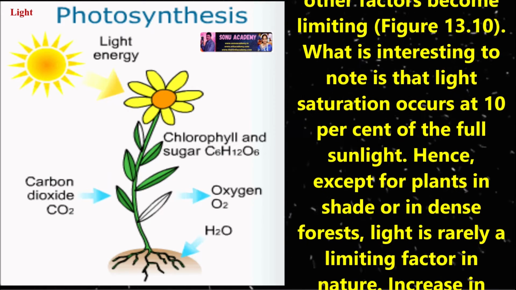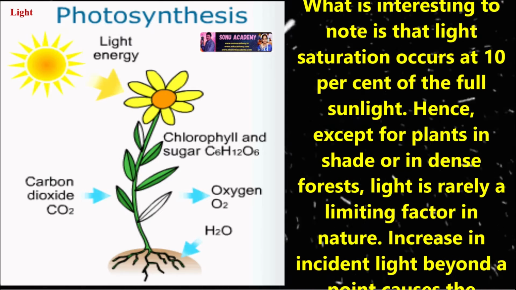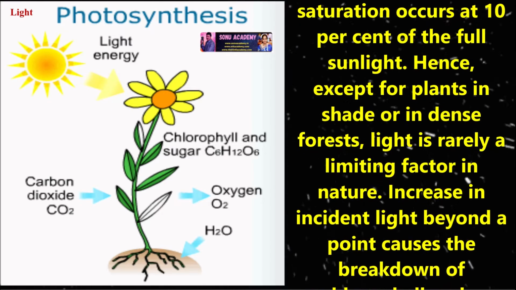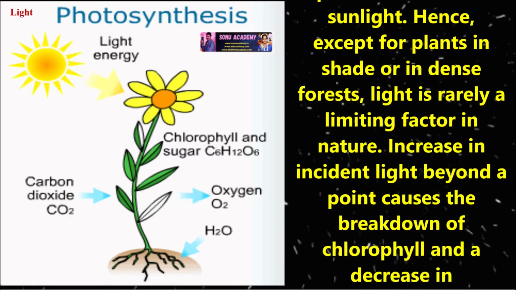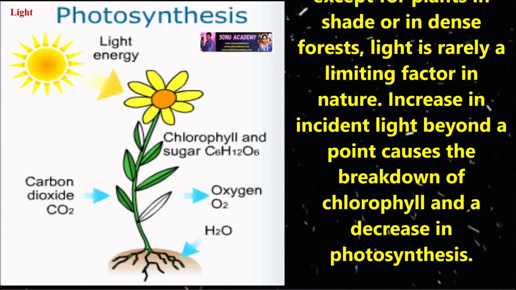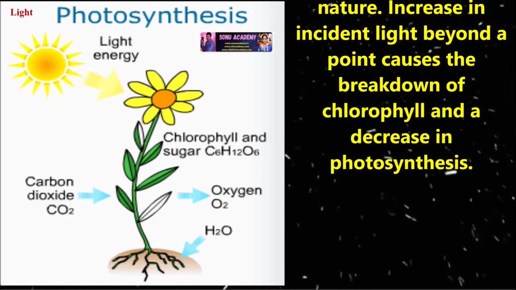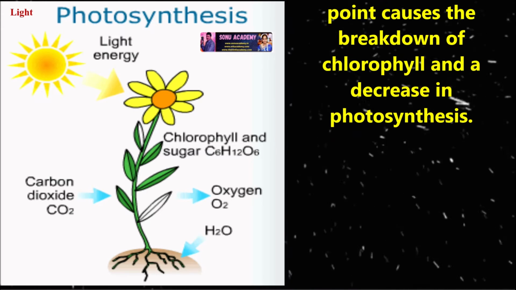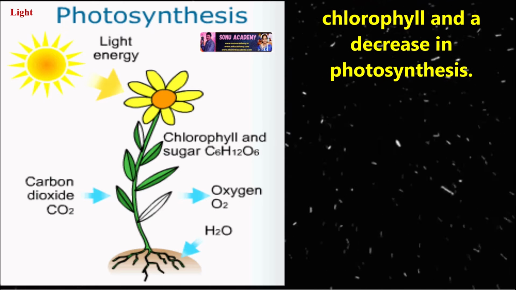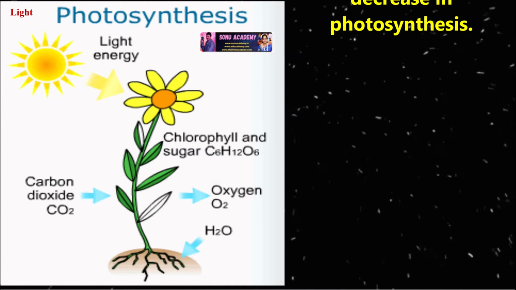What is interesting to note is that light saturation occurs at 10% of the full sunlight. Hence, except for plants in shade or in dense forest, light is rarely a limiting factor in nature. Increase in incident light beyond a point causes the breakdown of chlorophyll and a decrease in photosynthesis.